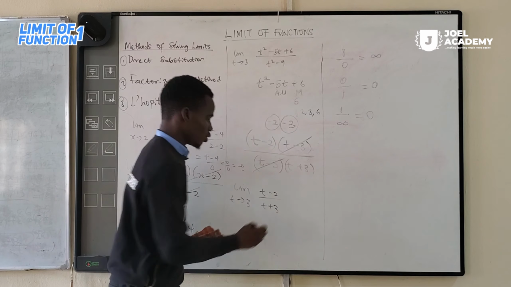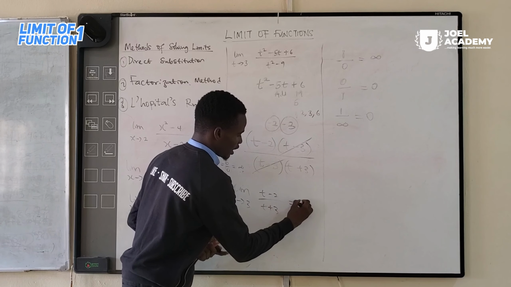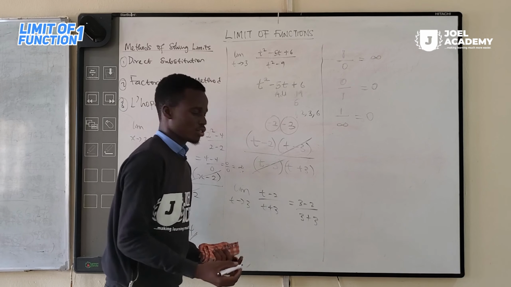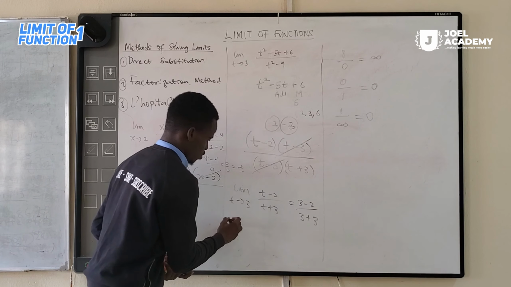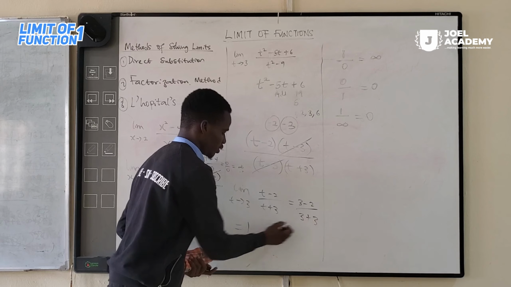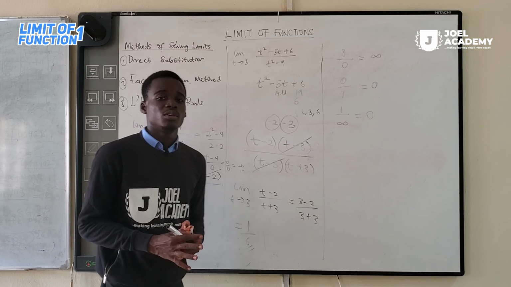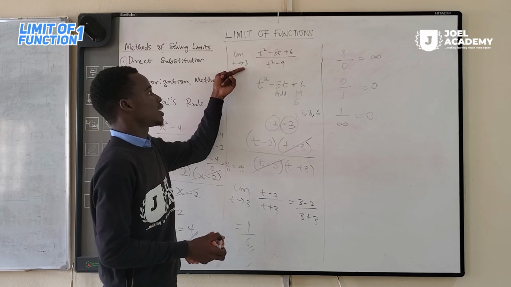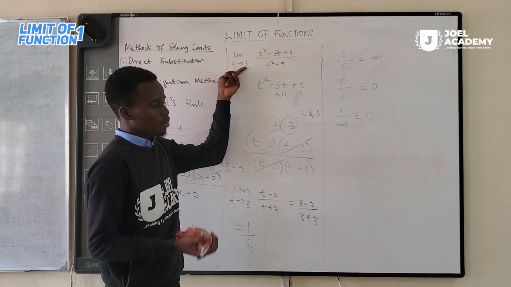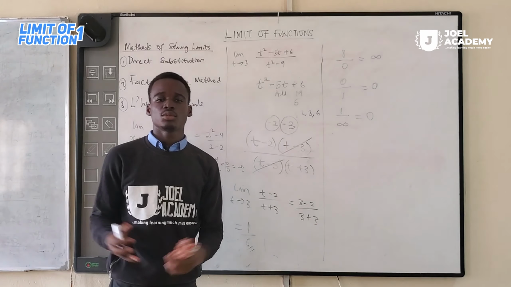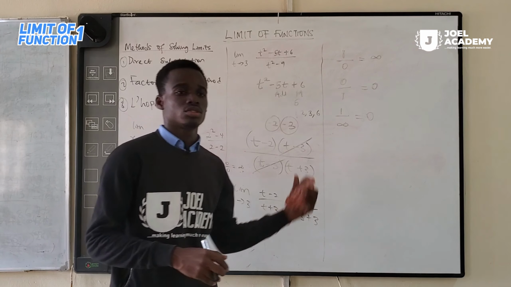So substituting, we'll be having 3 minus 2 over 3 plus 3. 3 minus 2 gives us what? 1. 3 plus 3 gives us what? 6. So we're having 1 over 6. Now, we've seen that it was tending to a finite number, either positive, negative, or 0, and then we have a finite number as our answer. So we've used the factorization method to solve this.